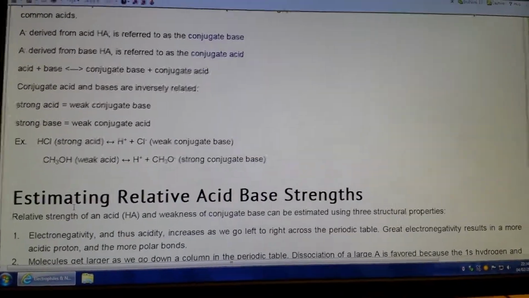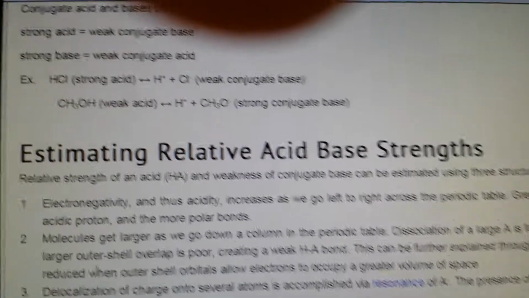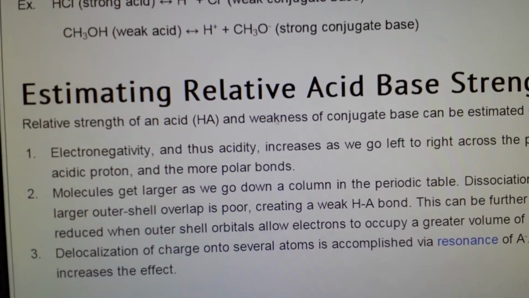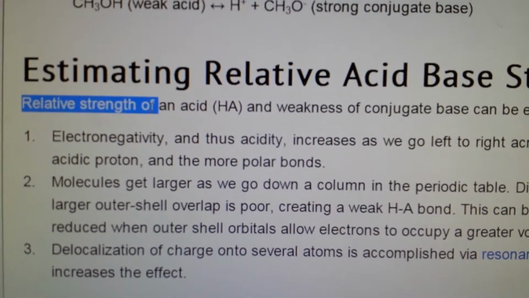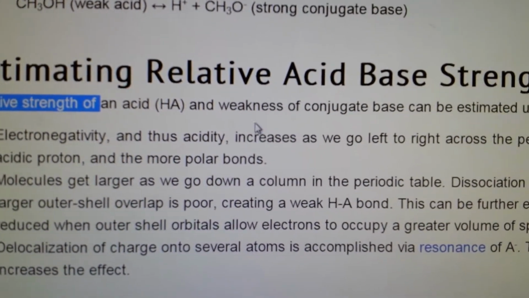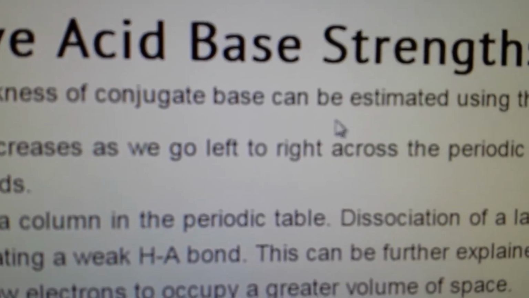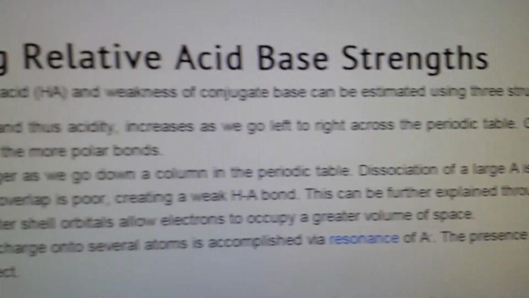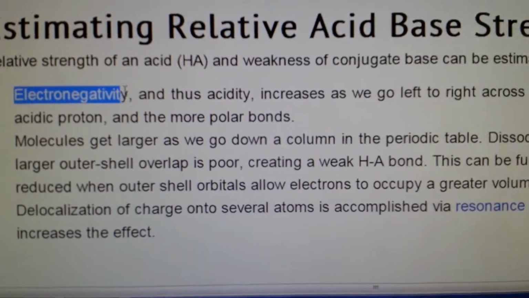So now we estimate relative acid-base strength. The relative strength of an acid and the weakness of its conjugate base can be estimated using three structural properties. First, number 1, electronegativity.